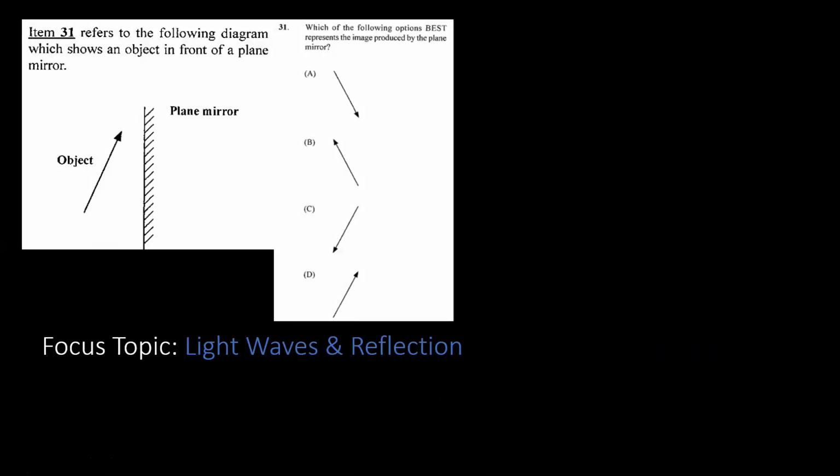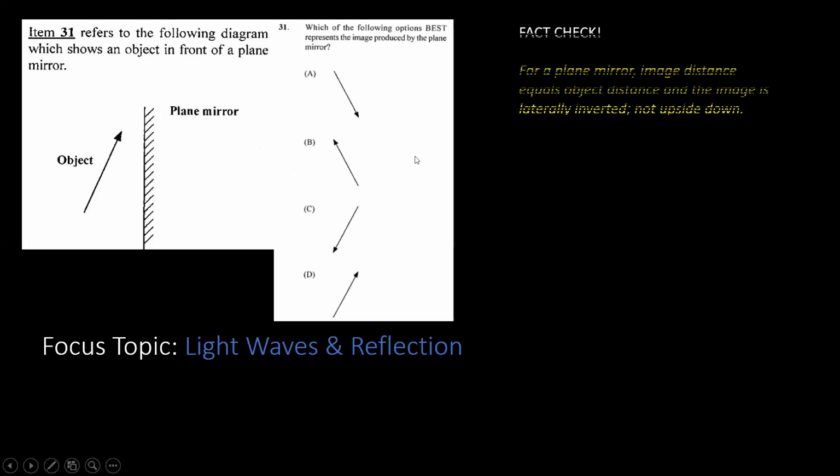All right, so question 31. We have an object in front of a mirror, and we want to know what image is formed. So remember that in a plane mirror, the object distance and the image distance are equal, and the image is laterally inverted, not upside down. Your answer should be B.